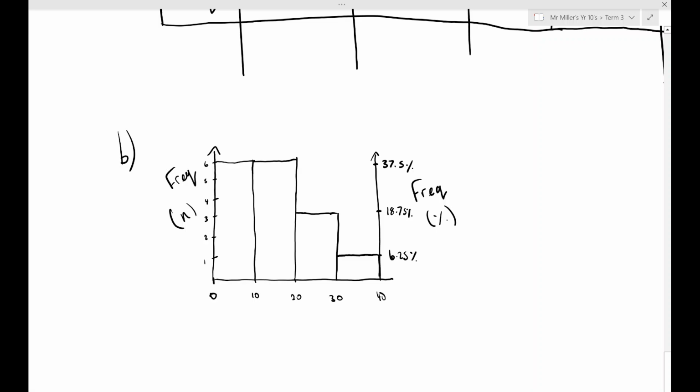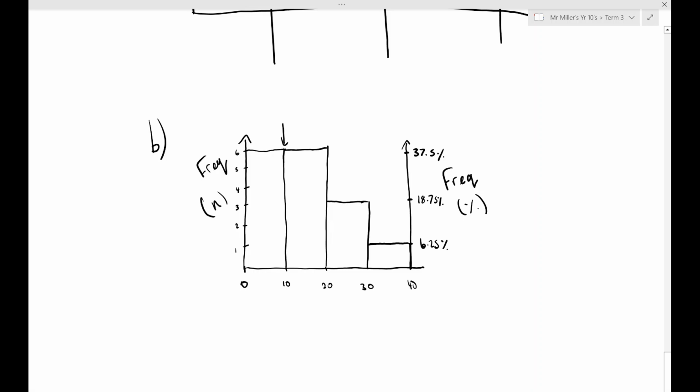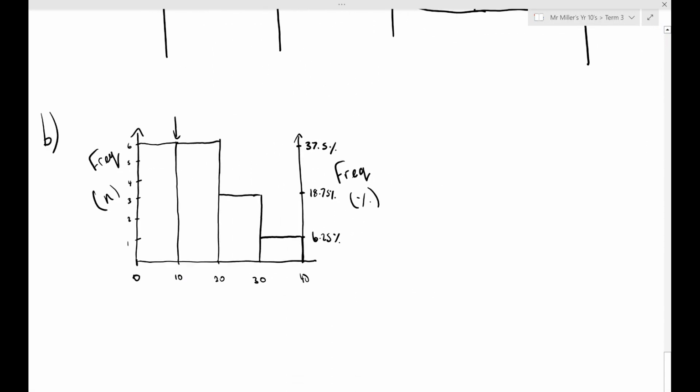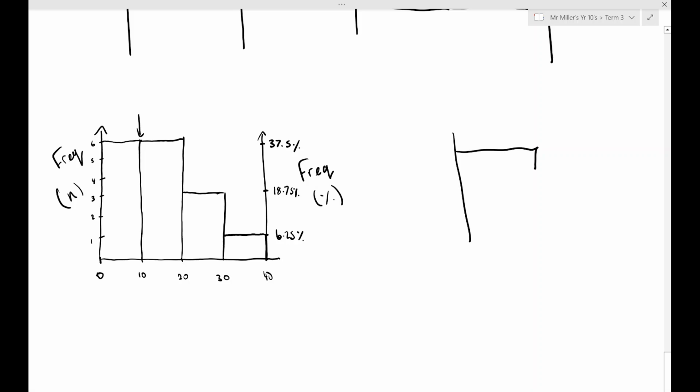So here's our histogram. Some key points about histograms. Check out how our intervals are connected, like our bars, they're touching in this histogram. On a bar graph, that's not the case. A bar graph might look something like this, where we've got separated bars, right?